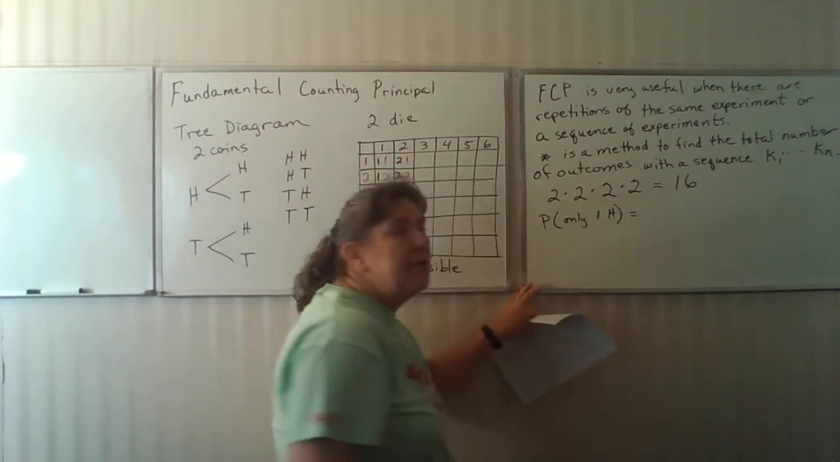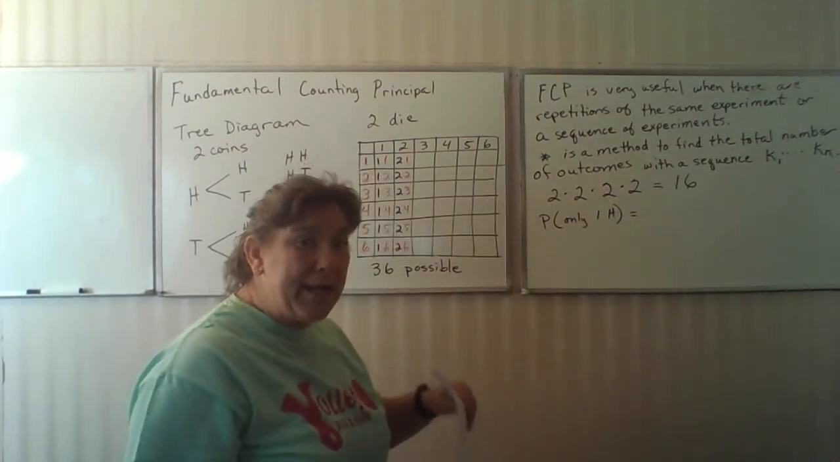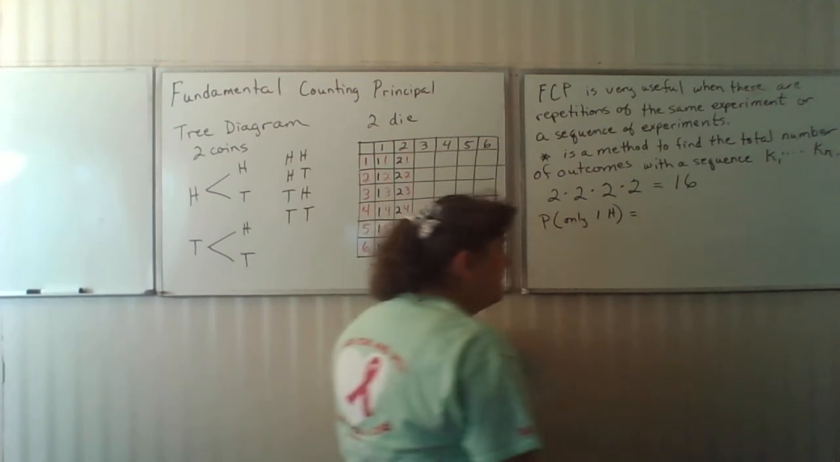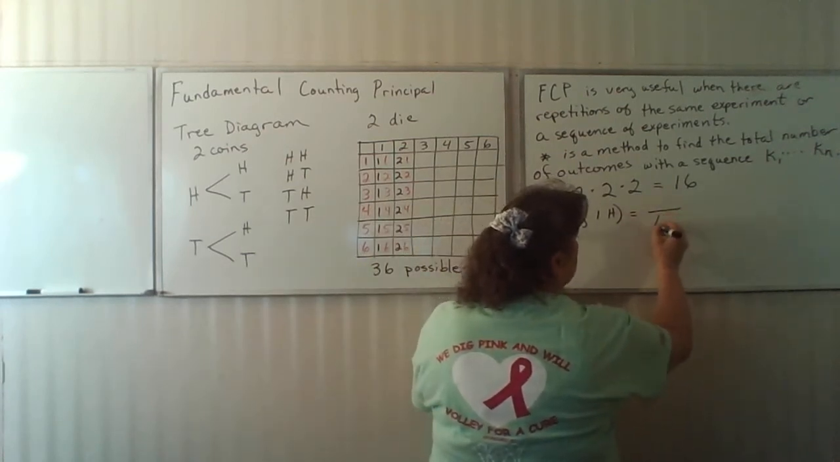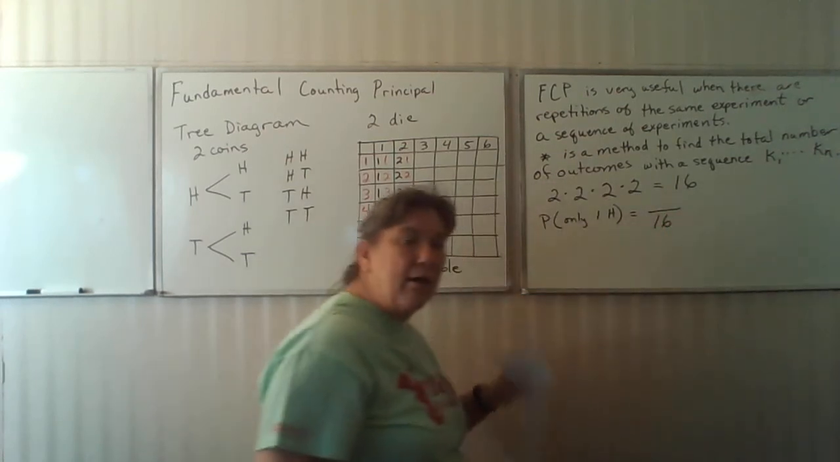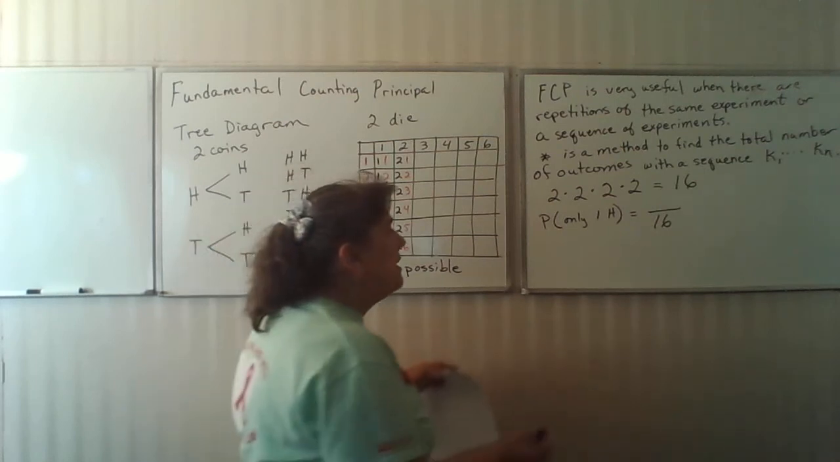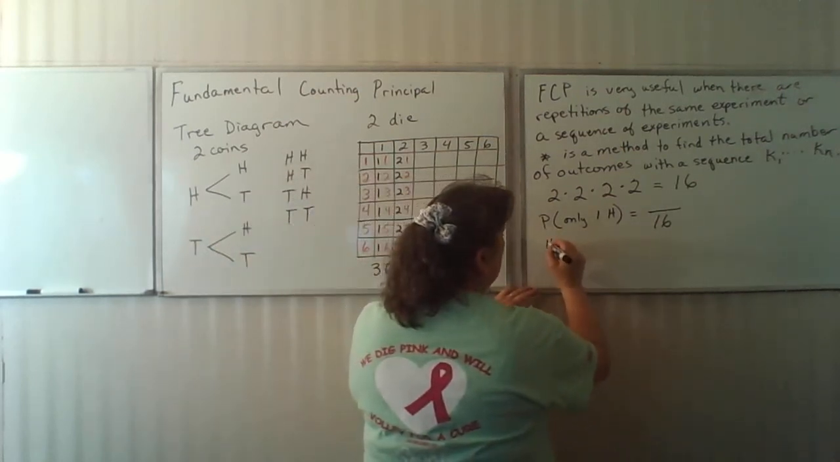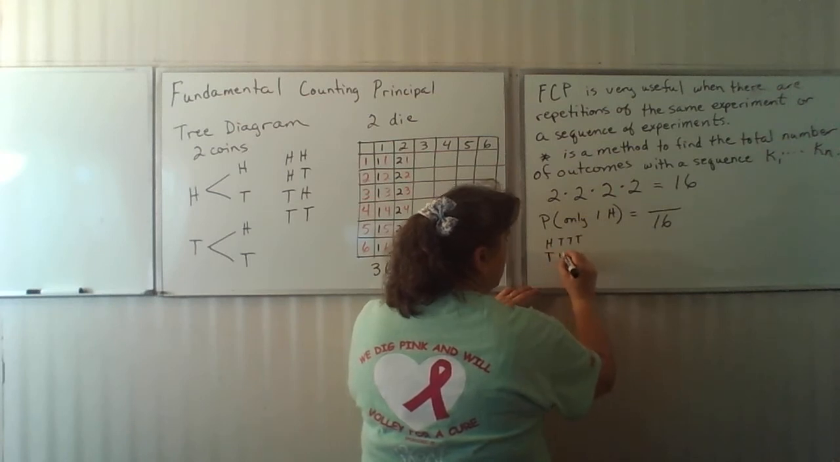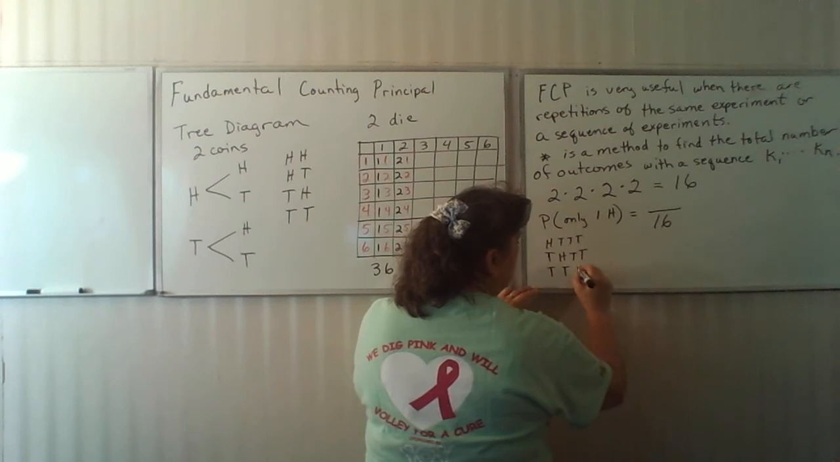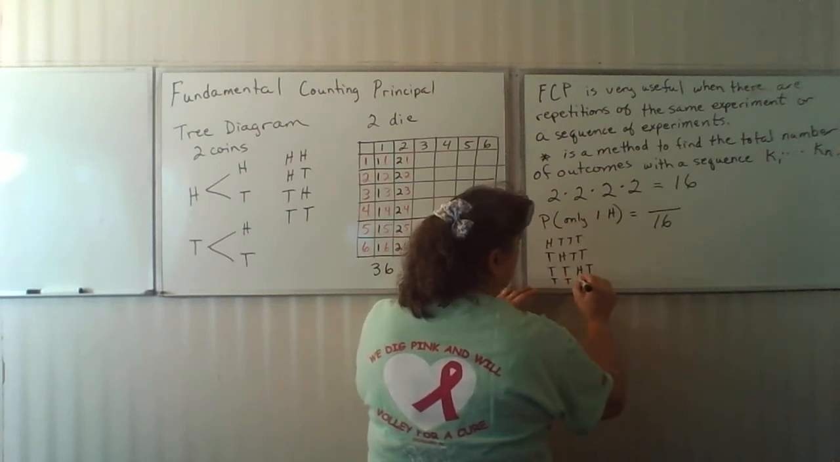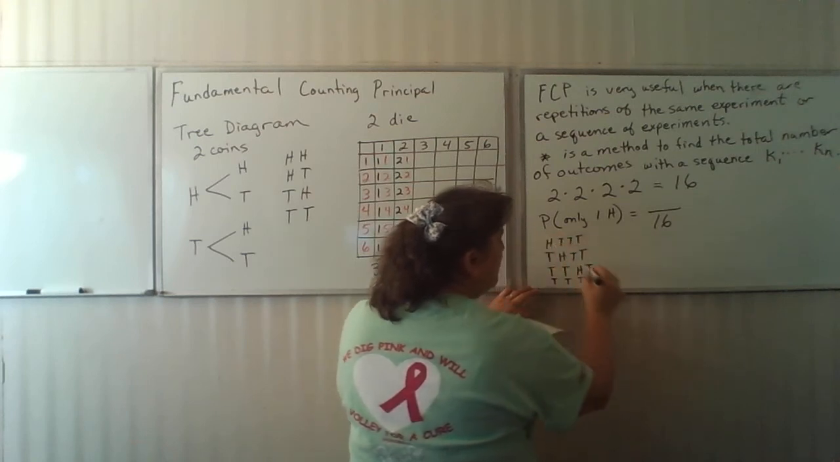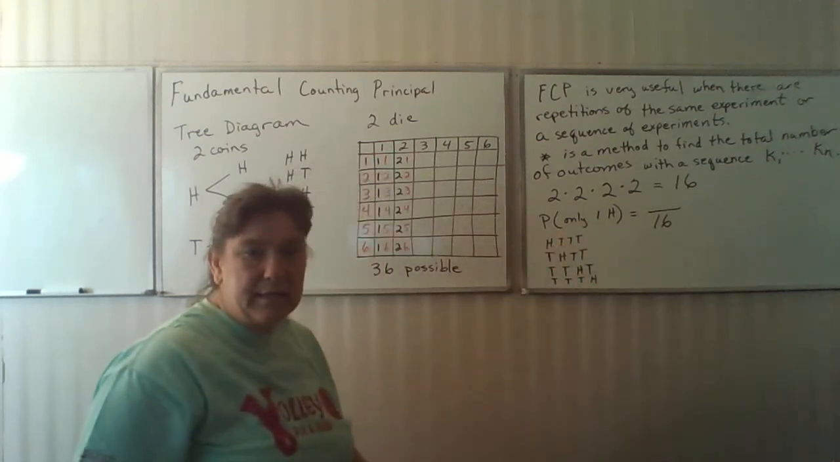Okay, your probability of rolling only one head means that I have 16 possible outcomes, because we found out from the counting principle. But how many ways can one head show? Well, it can be the first one, it can be the second one, it can be the third one, and it can be the fourth one.